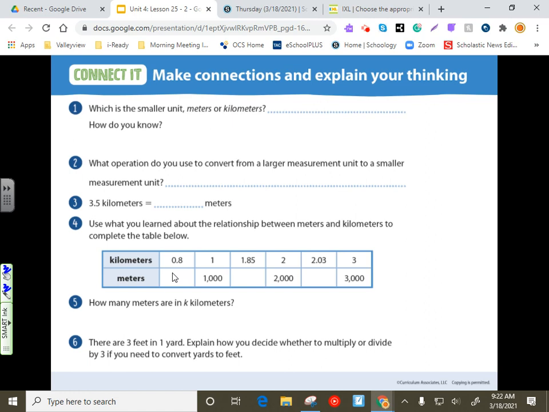So what's the smaller unit, meters or kilometers? Well, like I mentioned earlier, you're going to need 1,000 meters to make it 1 kilometer. So you need those smaller pieces to make the big. So meters are our smallest ones. And we'll just write it down here. How do we know? We know because it takes 1,000 meters to make 1 kilometer, or 1 km.